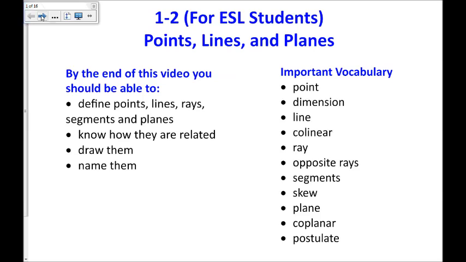You should know how they are related. You should be able to draw them and name them. And there is a lot of very important vocabulary in this section.